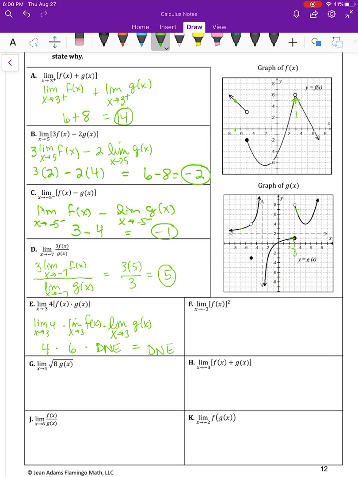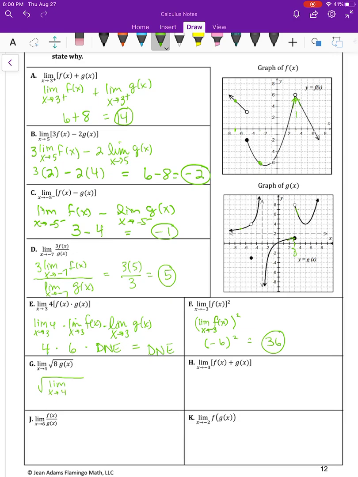Okay, this one you can write as the limit as x approaches negative 3 of f of x, whatever that is, we'll square it. So f of x, I'm approaching negative 3. Here's negative 3. It looks like when I approach it, I get negative 6. So this is going to be negative 6 squared, 36.